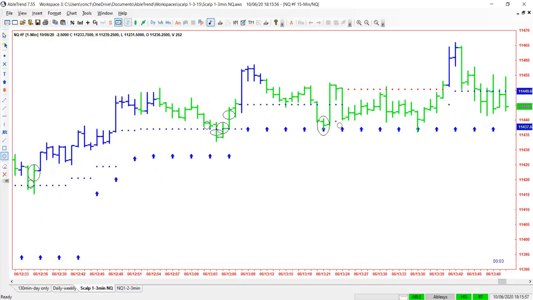Hits the blue arrow. Those are my favorite ones. Goes up 20 points right after that. That's $400 in 1 minute that Abletrend gave to you, me, and everybody who uses it. But well, we're going to get out after 5 points. So 100. I'm just going to count it as $100.